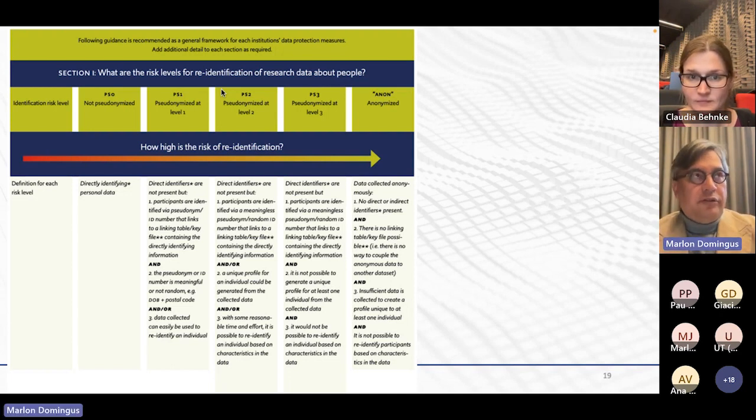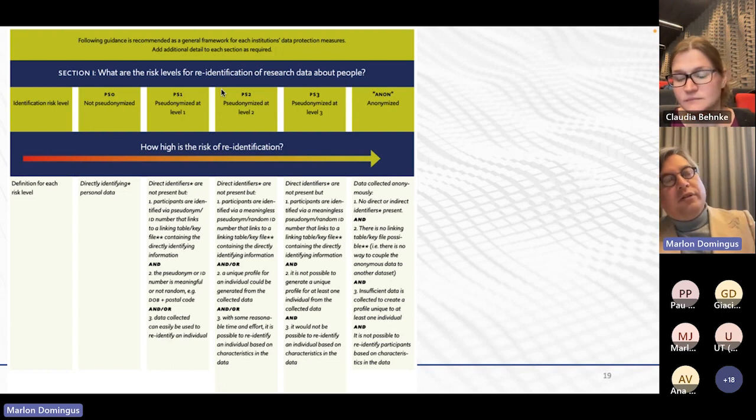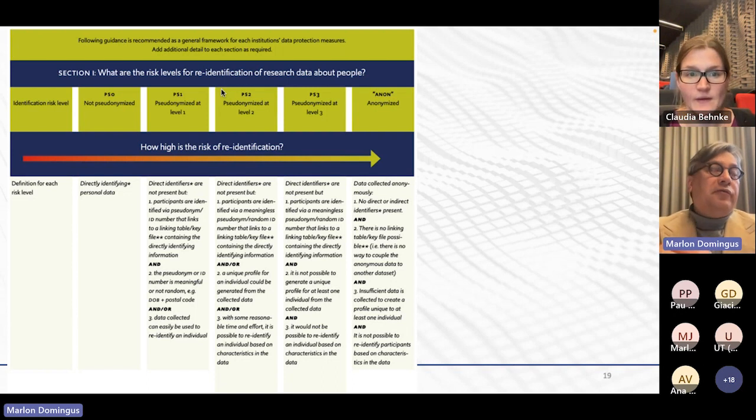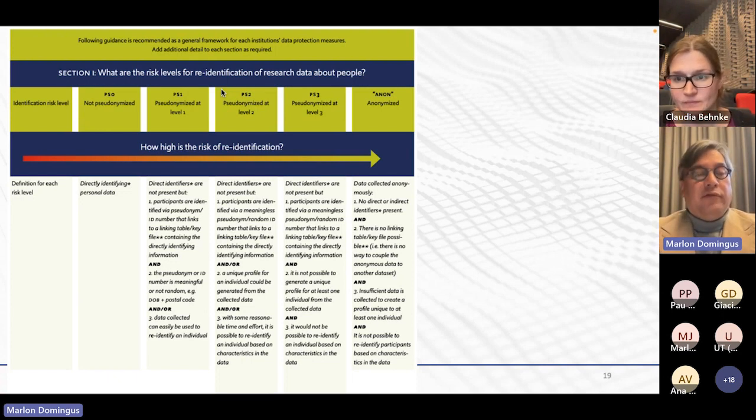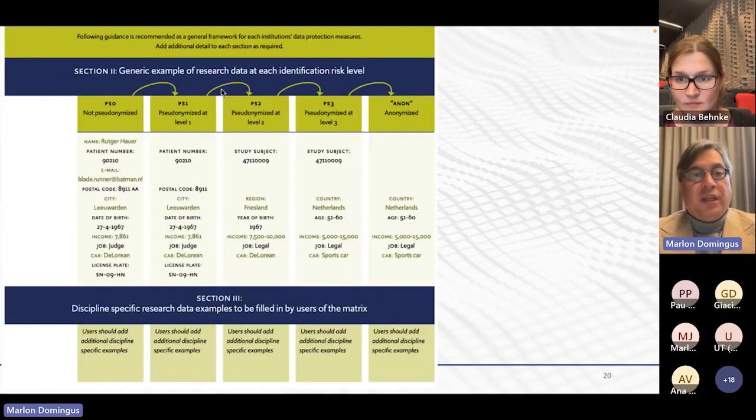This is also in your PDF, you can look it up, but I just wanted to point at it with you. The risk of re-identification becomes lower if you are anonymous, of course, but in research groups, if you work together on work package 1, you need to have access to that data, and you can have a low level of pseudonymization.